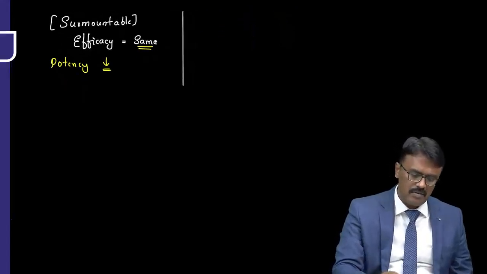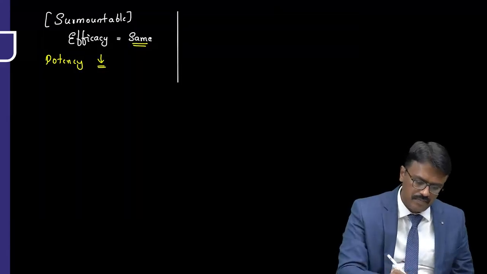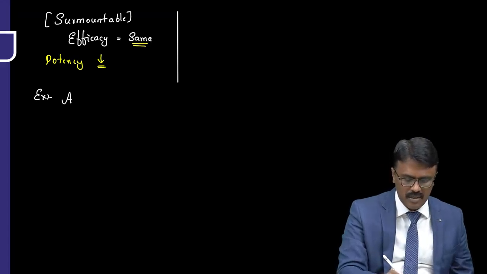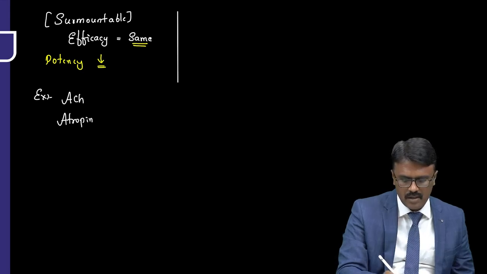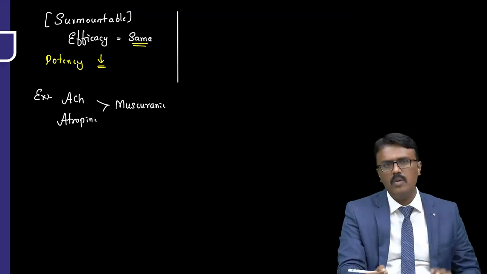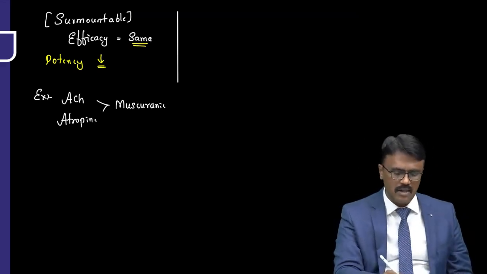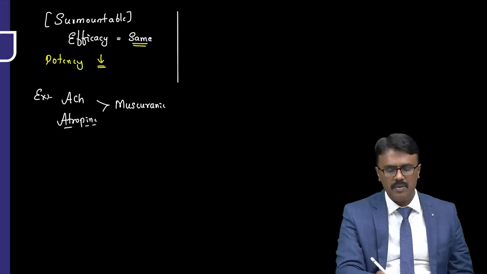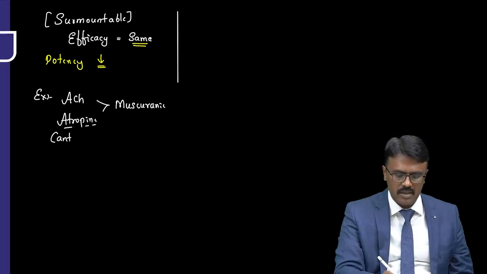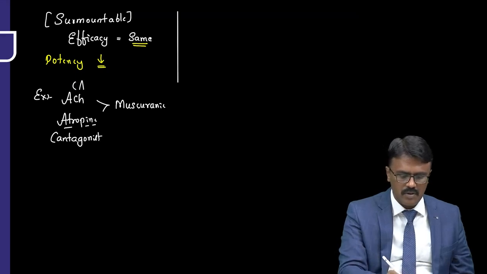What is the example of competitive antagonism? A classical example is acetylcholine and atropine. Now these drugs compete for the receptor called muscarinic. Now who can take up? Whoever is higher, they will take up. Suppose there is atropine poison. Atropine will bind to muscarinic receptor and block it. So atropine is an antagonist for this site, and acetylcholine is agonist for this site.